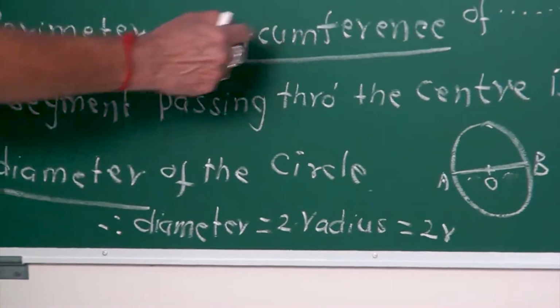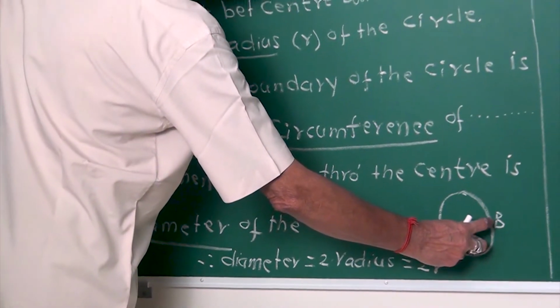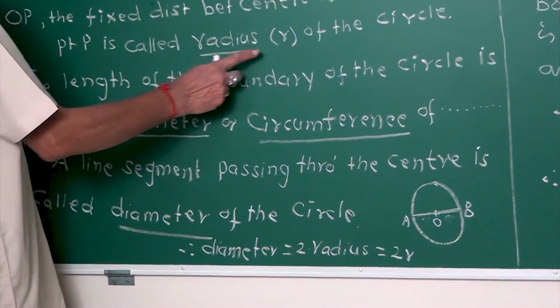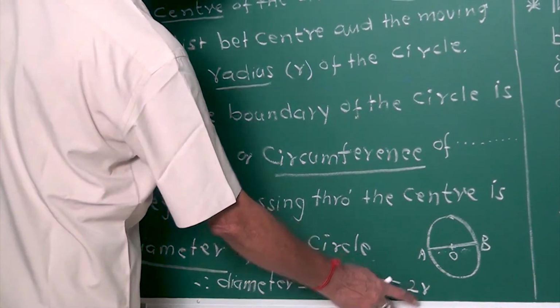The diameter is AB. AB is a diameter, which means it is 2 times the radius. OB is a radius, OA is a radius. It is 2 times the radius. If you denote the radius by R, then the diameter is 2R, 2 times the radius.